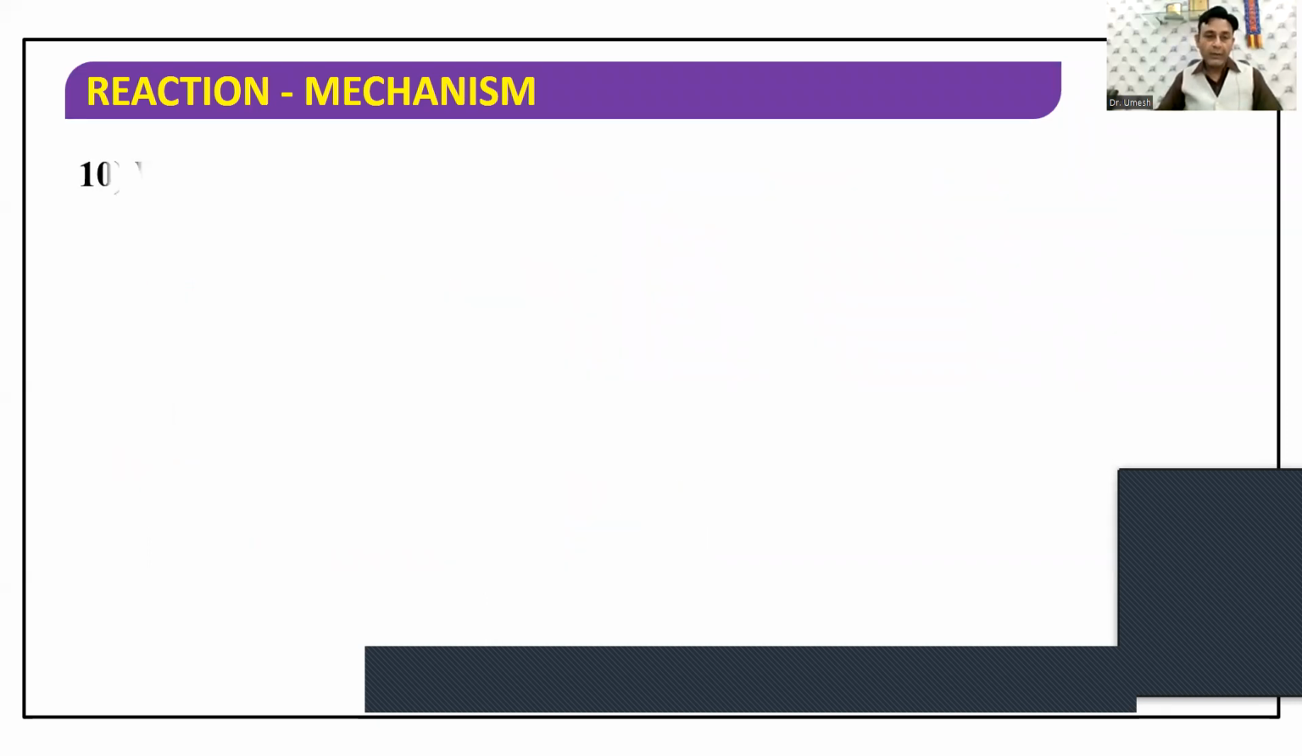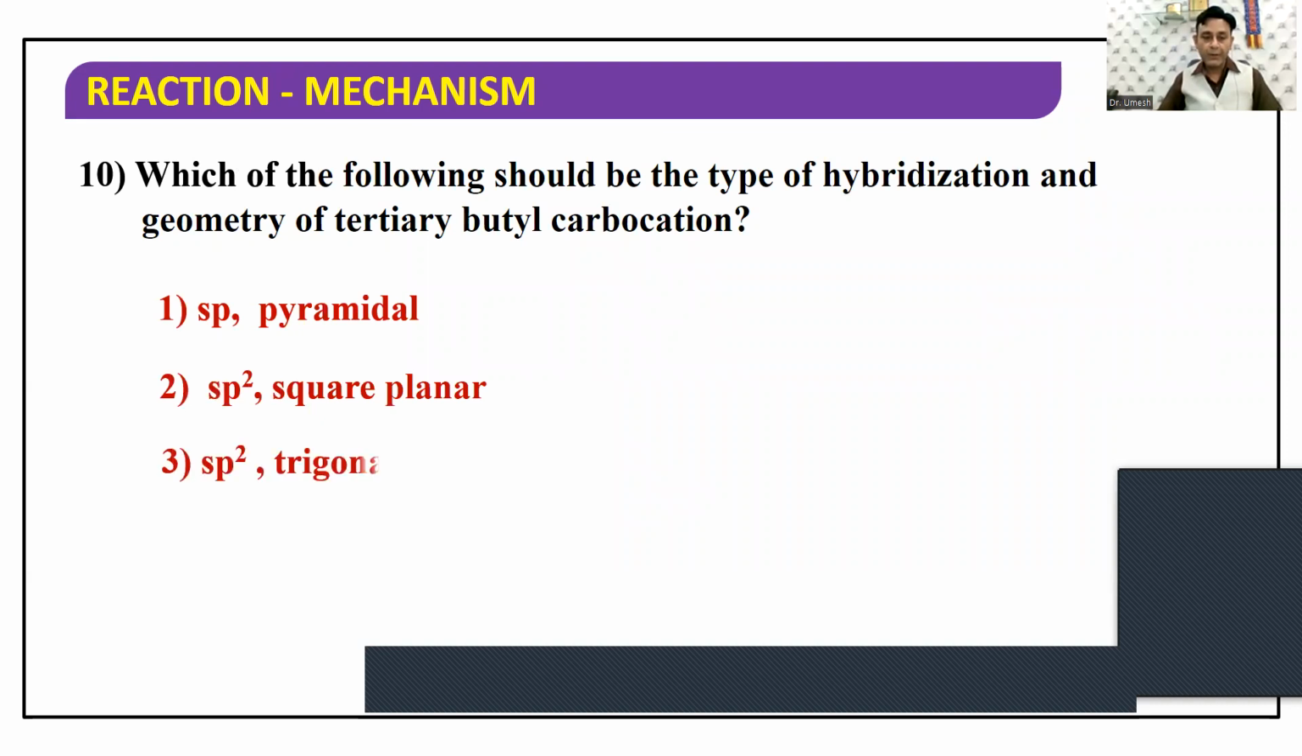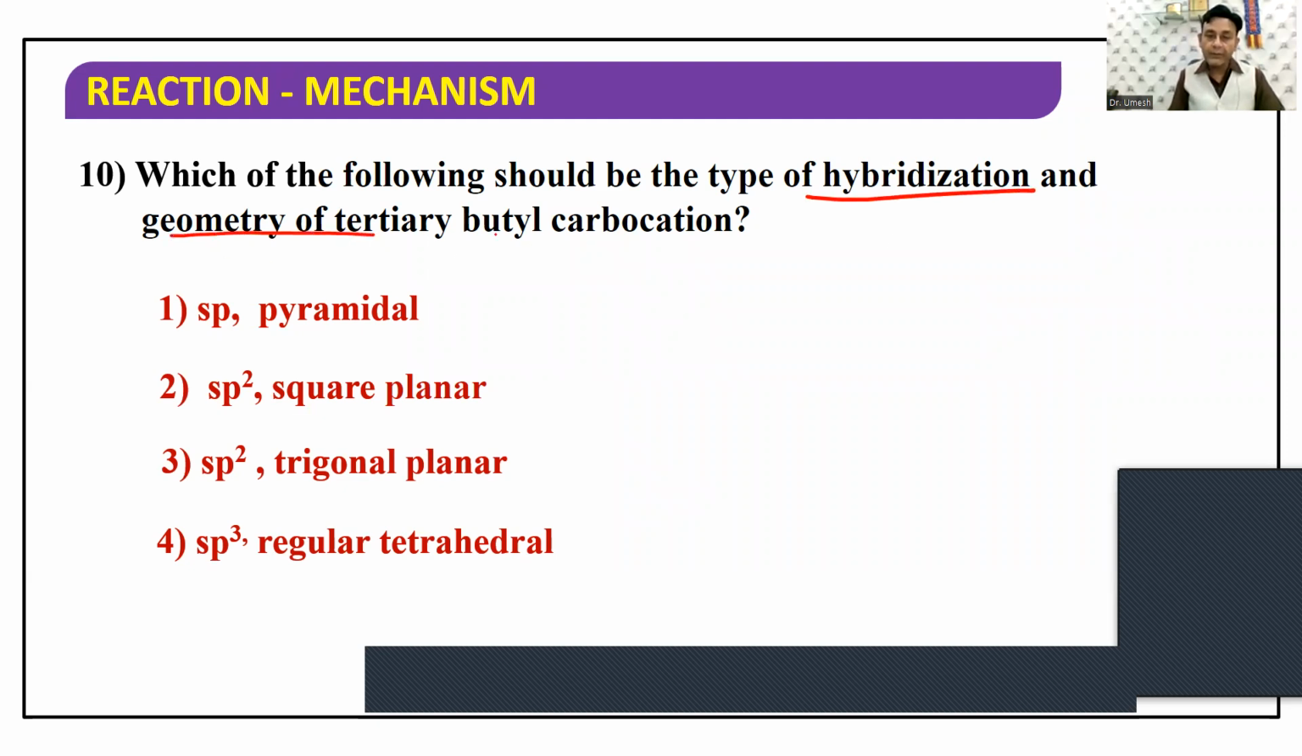Now, let us discuss the last question of this demonstration class. The type of hybridization and geometry of the tertiary butyl carbocation. Again, go to the structure. Without the structure, it is not possible to answer. Chemistry is all about structural analysis, right? So here we have a tertiary butyl with 3 carbons and 4 carbon atoms here with 1 positive charge. This is a tertiary butyl carbocation.